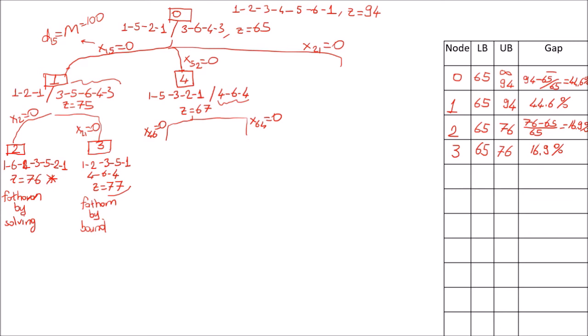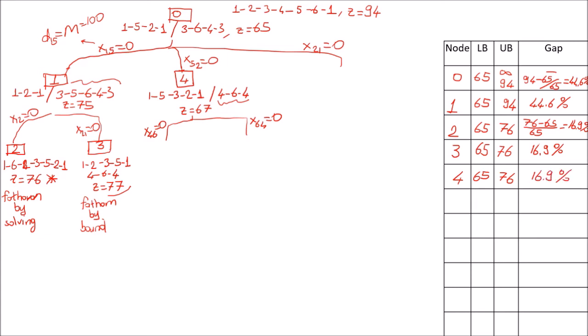Okay, that's why you need to be careful. Now, let's write what we have in node number 4 first. Our lower bound is still the same, and our upper bound, the best integer solution, is still 76, and we have 16.9% as the gap.